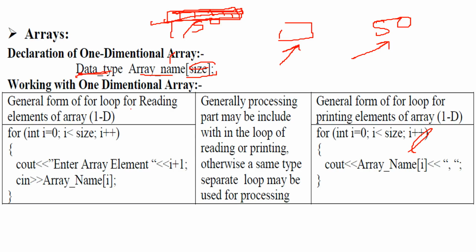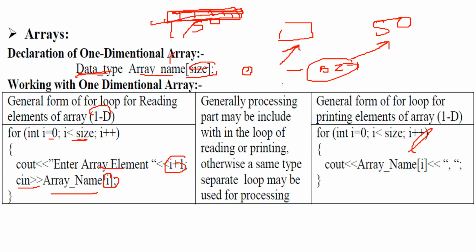So the general form of how to read: we have to put a loop for reading elements of the 1D array. For that, we start with 0 and go up to size - 1, that is, i less than size, right? So an array always starts with subscript 0 and goes up to size - 1. If z is the size, it goes up to size - 1. So we use cout, that is, you enter some array element. This is how to read, and you use cin with the array name and a subscript.